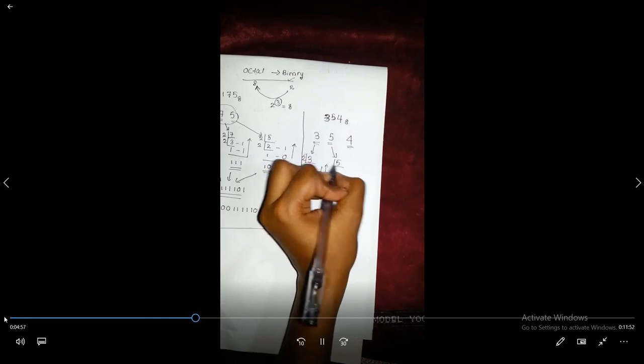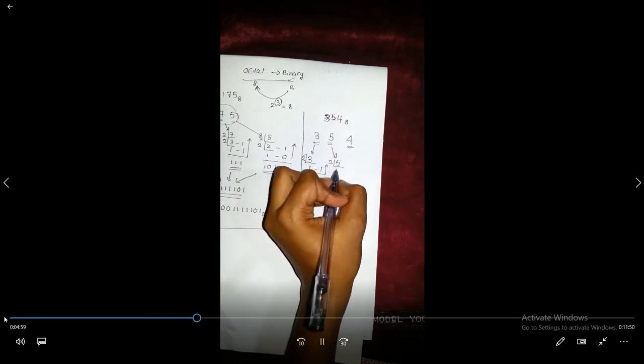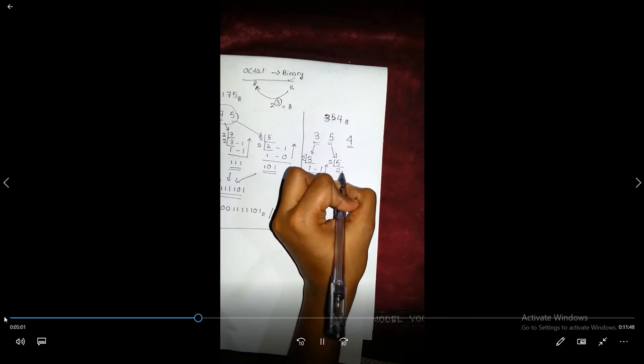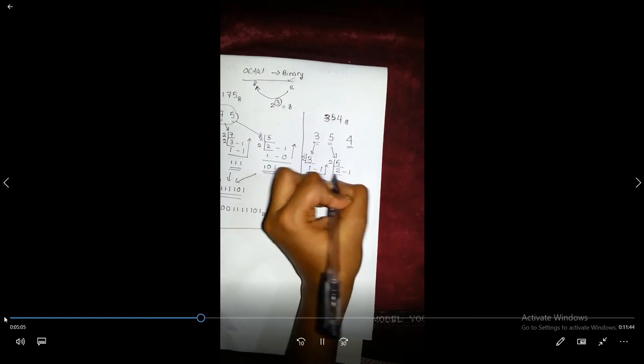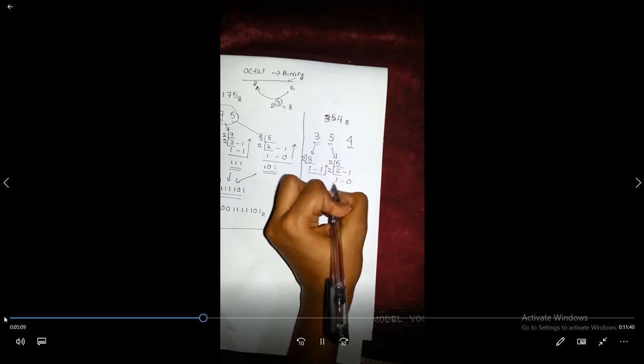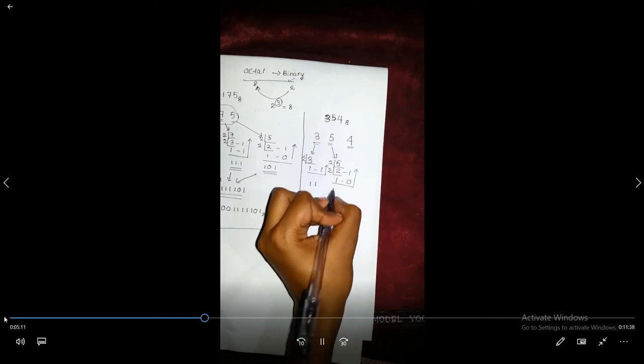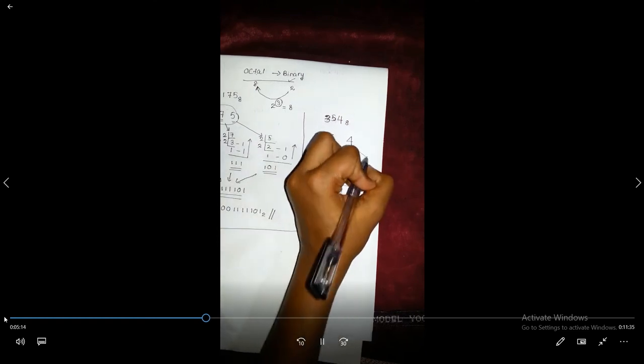Now let's convert this one, 5. I divide this by 2. How many 2's are there in 5? There are 2 2's in 5 and 1 is remaining. I again divide this by 2. I get 1 and remaining value is 0. I get 1, 0, 1. Right, now I'm converting 4.